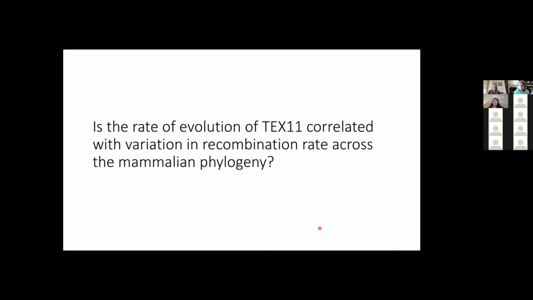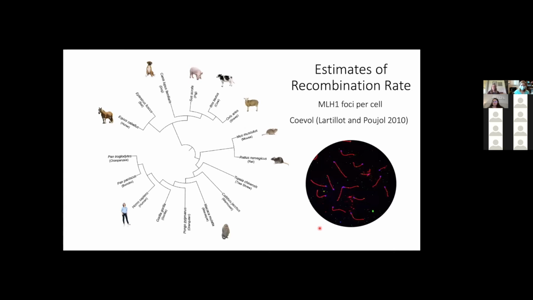So what we wanted to know next is, can we connect the rate of evolution of TEX11 with variation in recombination rate across the mammalian phylogeny? And in order to do this, we went into the literature and found estimates of recombination rate for as many mammals in our study as we could. And so we couldn't find estimates of recombination rate for all species, so we had to look at a subset of the phylogeny that's represented by the organisms that still have pictures here, where we could get measures of recombination rate. And specifically, the types of measures of recombination rate we looked at were from these immunofluorescent cytology studies, which mark specific proteins that designate crossovers and allow you to actually go in and look at these slides and count the number of crossovers per chromosome.